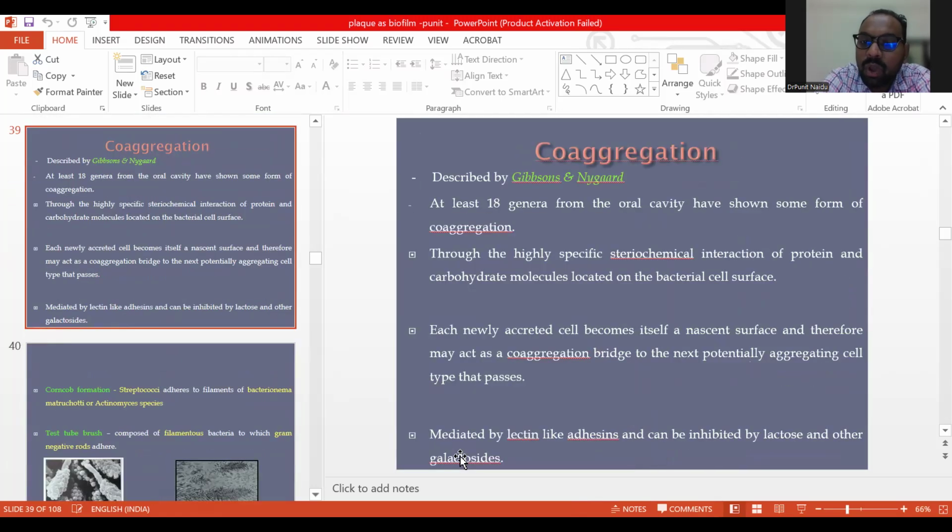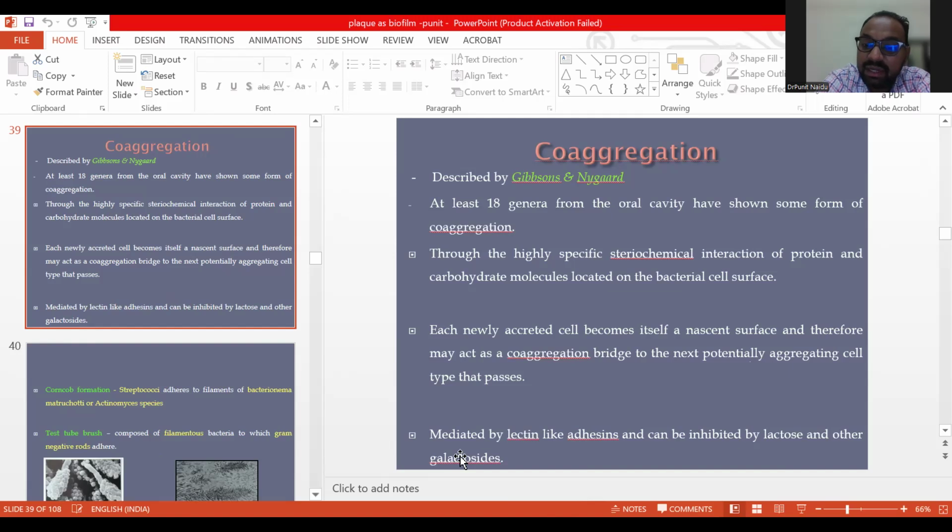What is meant by co-aggregation? This was first described by Gibbons and Nygaard. They explained that it consists of 18 types of genera from the oral cavity, which have shown some form of co-aggregation. So co-aggregation is a highly specific stereochemical interaction of proteins and carbohydrate molecules located on the bacterial cell surface.